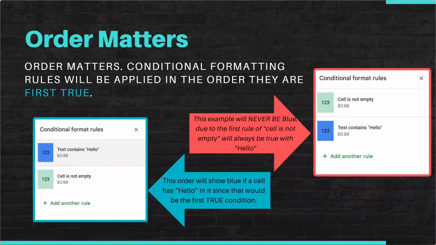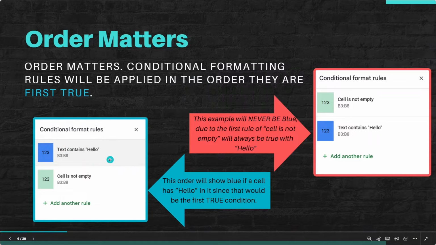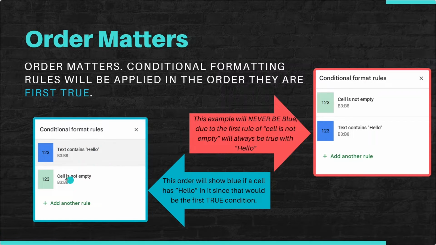The next one is order does matter. If you have multiple rules set for the same range, that's actually going to make a difference in what it looks like. In this example, we have something if it says hello to be blue, and then if it's not empty to be green. In this one, it will actually show that blue on hello, because hello is text, so it is also not empty. In this example, if you had the green on top, that says cell is not empty, that's going to be true first, and thus it'll show green, not blue, even though it has both the hello and the cell is not empty.